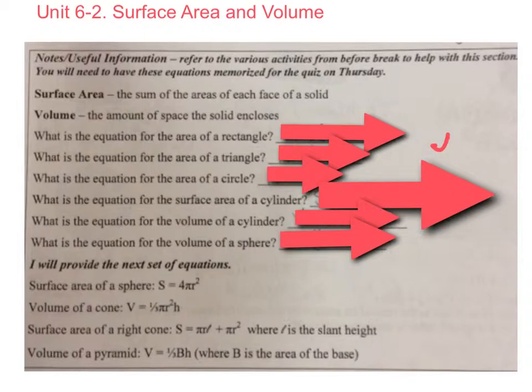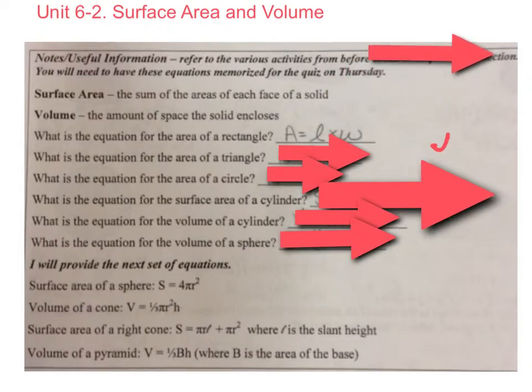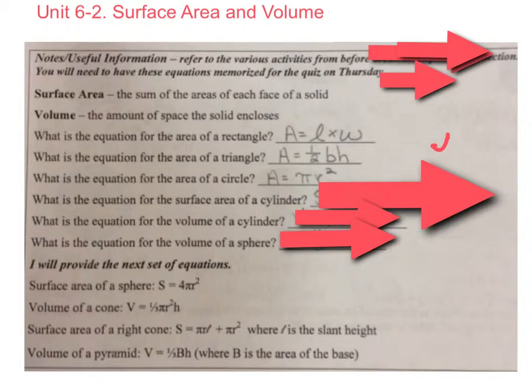What's the equation for the area of a rectangle? Well, it's just length times width. What's the equation for the area of a triangle? If you want to pause the video and attempt all those, feel free, but we'll be using all those in a moment. Area of a triangle, 1/2 base times height. Area of a circle, pi r squared.